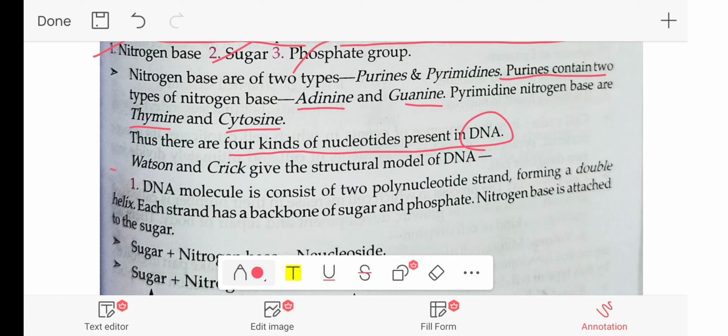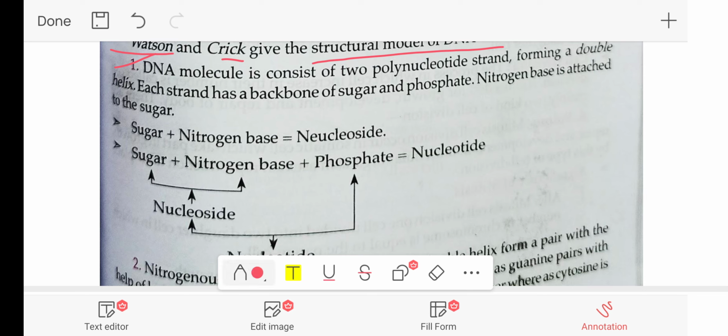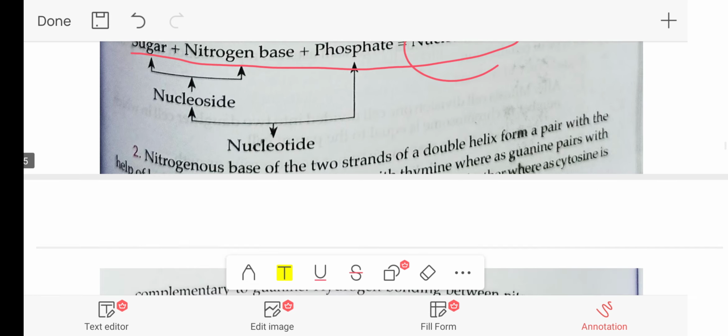Watson and Crick gave the structural model of DNA. The DNA molecule consists of two polynucleotide strands forming a double helix. Each strand has a backbone of sugar and phosphate. Nitrogen base is attached to the sugar. Sugar plus nitrogen base is called nucleoside, and sugar plus nitrogen base plus phosphate is equal to nucleotide. Here, sugar and nitrogen base is nucleoside, and sugar plus nitrogen base plus phosphate is nucleotide.